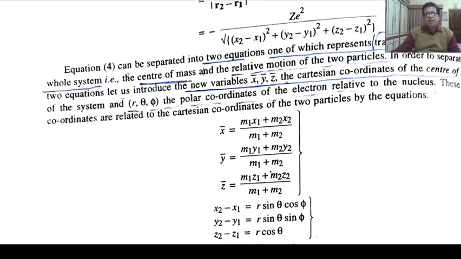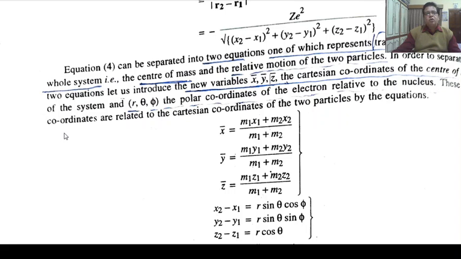In order to separate the two equations, let us introduce new variables x bar, y bar, z bar, the Cartesian coordinates of the center of mass of the system, and r, theta, phi, the polar coordinates of the electron relative to the nucleus.